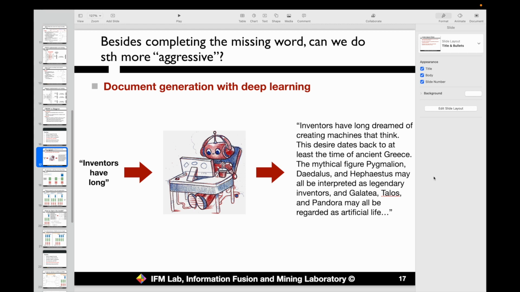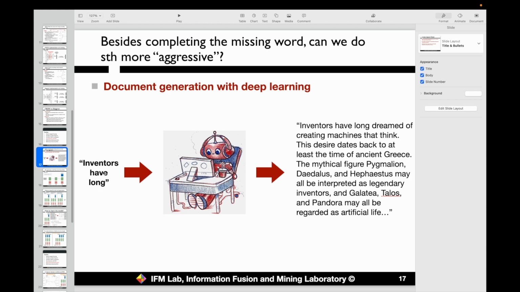So besides completing the missing word, we want to do something more aggressive, like the generation of documents with deep learning. So the task we can start with is maybe something like this: given some initial words as input, we can feed them as input to some model. Then this model can generate one paragraph or even one article, starting with these words for us.